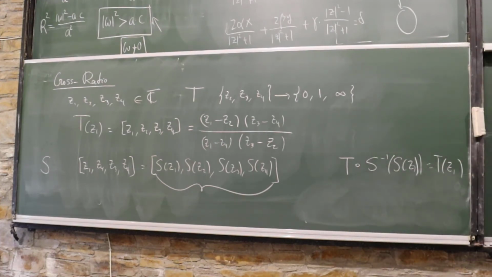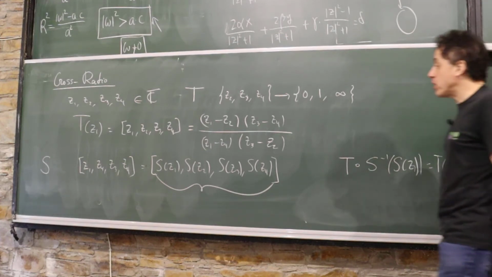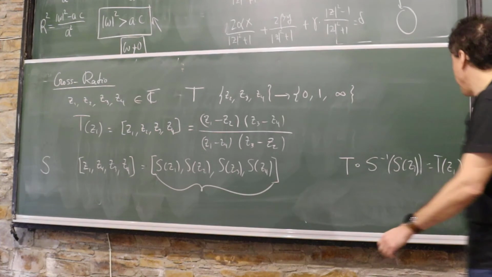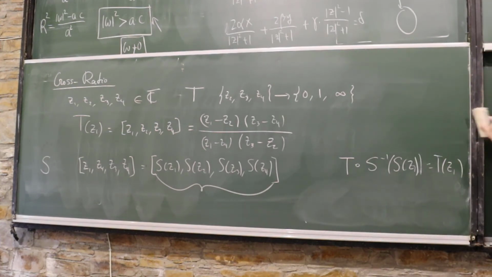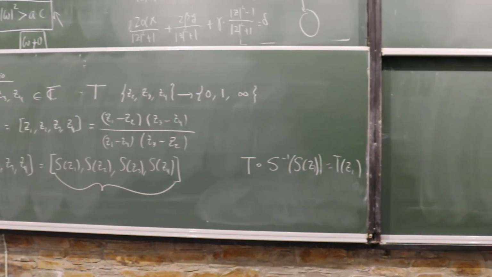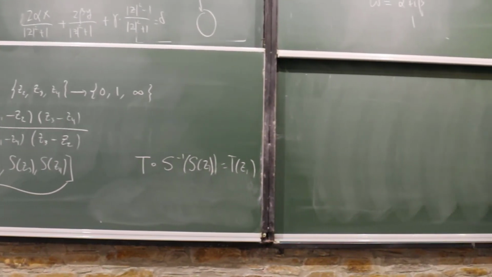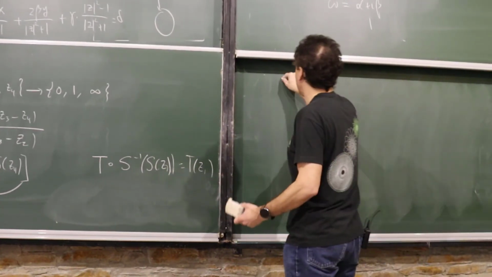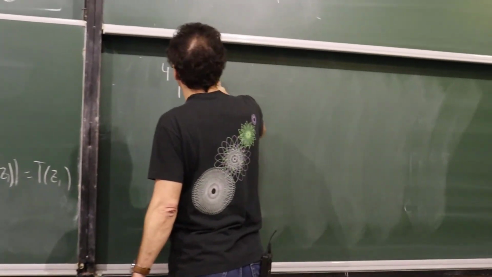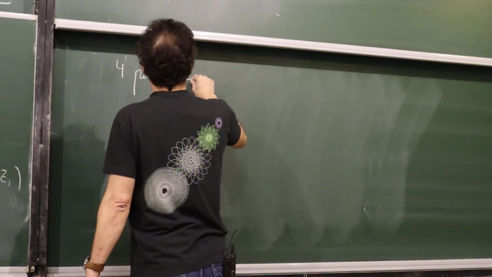So you obtain the same cross ratio. So Möbius transformations preserve cross ratio. Okay? And it can be shown, it's not difficult to show, that any 4 points lie on a circle.